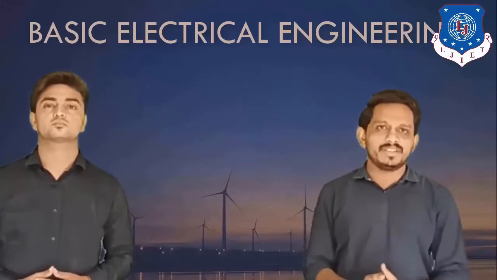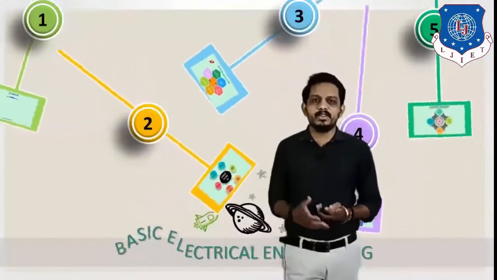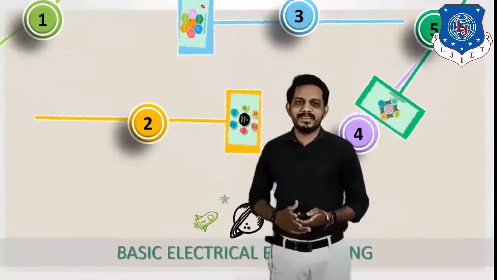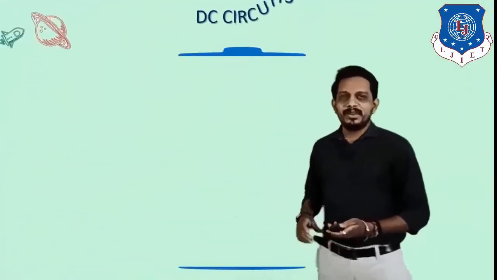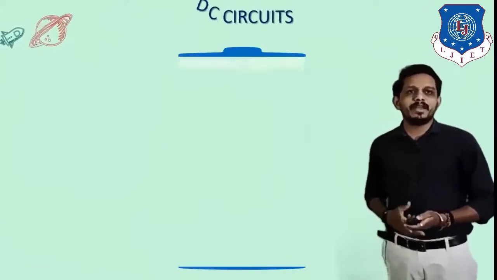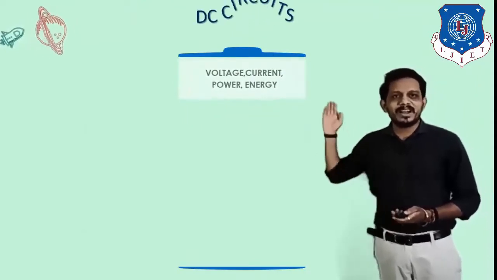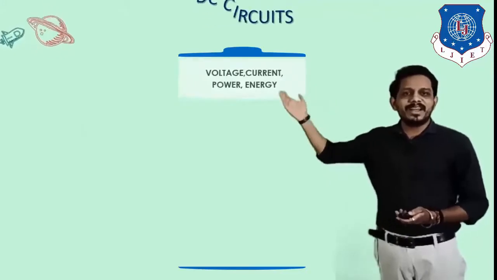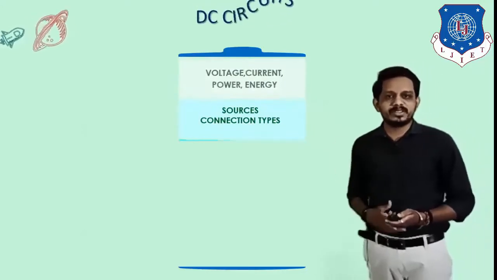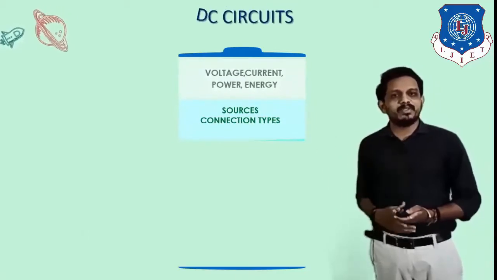Now let's move towards the syllabus of basic electrical engineering. There are 5 units in the subject. The first unit is DC circuits. In this chapter we are going to study important terms related to the electrical branch: voltage, current, power and energy. Then we will study some sources used in the electrical branch, how they are connected, and the different types of sources.